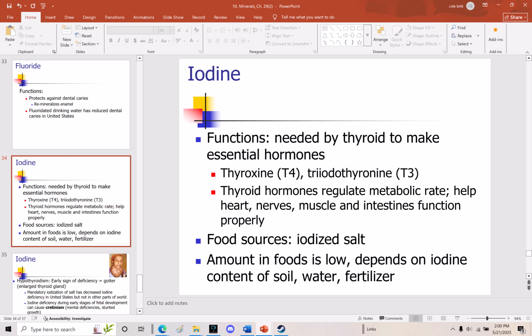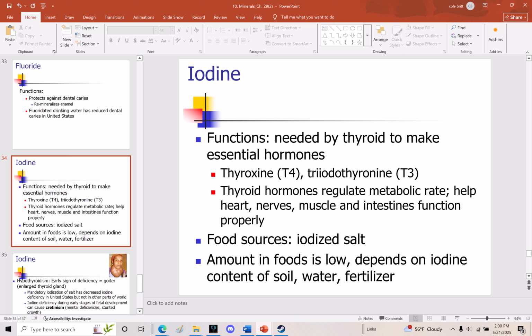What is the major iodine deficiency? Well, I was going to mention goiter. But yeah, it's hypo and hyperthyroidism. So hypo, low iodine, that's goiter. Actually, hyper can cause goiter as well. But we mainly see it, an early sign of deficiency is goiter.